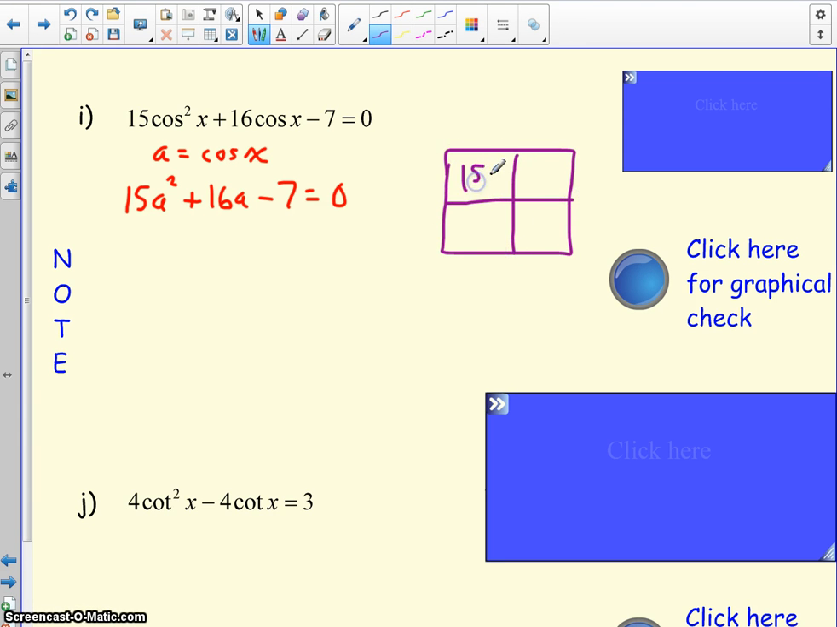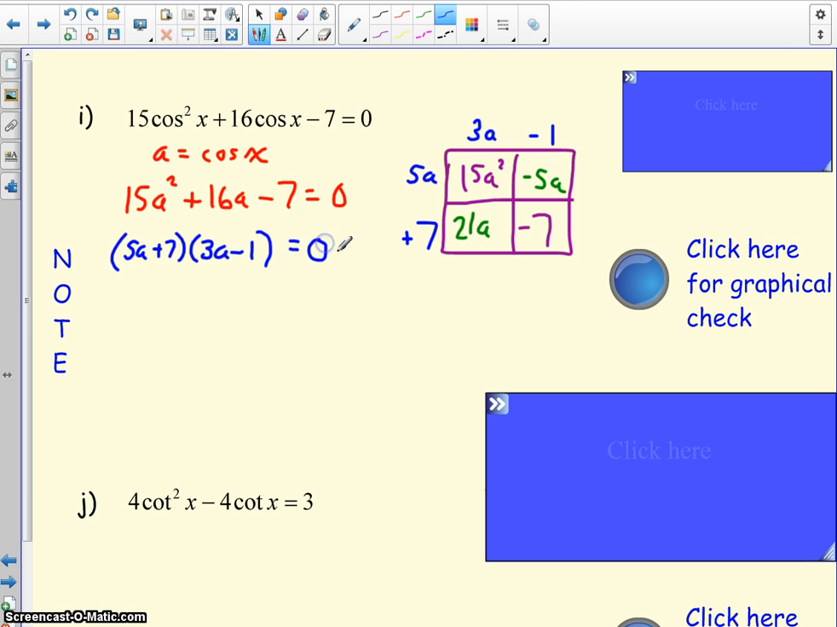So I'm going to do 15a squared, and then minus 7. Okay, so need 2 numbers that multiply to -105, add to 16, that'll be 21 and -5. So that will give me here 5a and 3a, and this will be -1 and plus 7. So this factors into 5a plus 7, 3a minus 1. Okay, and again, once it's nicely factored, we can actually start solving for a.